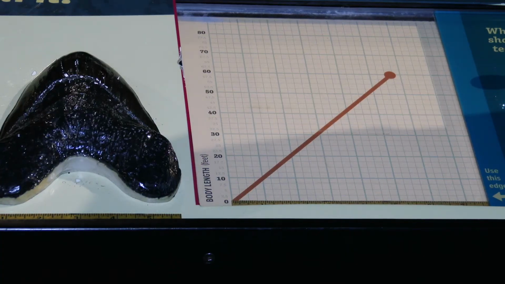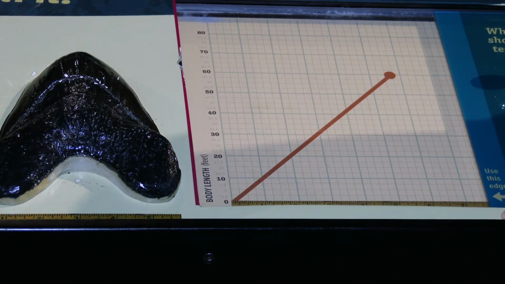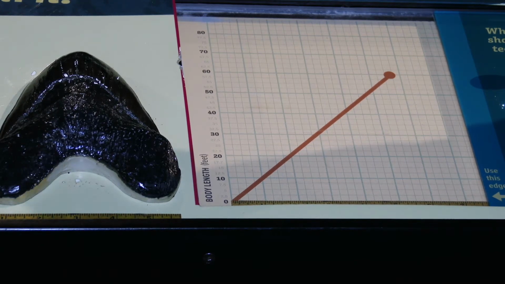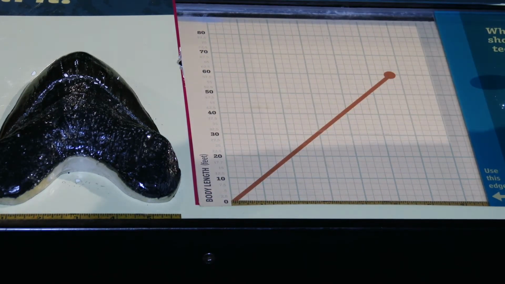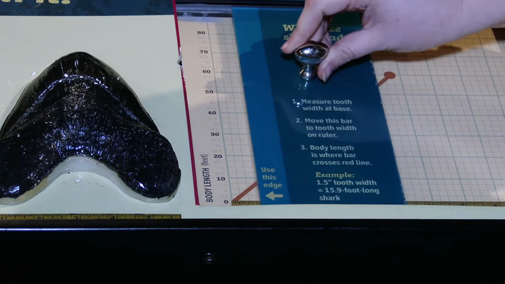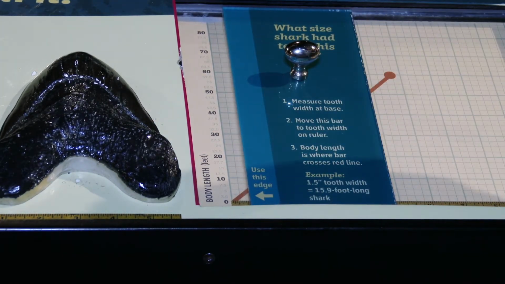Begin by graphing your tooth width, your independent variable, on the x-axis right here on the bottom. And then graph your body length, which is your dependent variable, on the y-axis, which is up here on the vertical side. The first data point has been plotted on the graph for you. So if I was to move this all the way over, your data point would almost be right here at 0, 0. After you have graphed all of your data on the data table, answer the following questions.